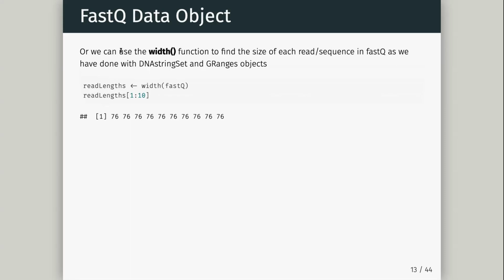We can also use the width function. Similar to how we use the width function on GRanges or DNAStringSets, if we use the width function on our FastQ object, it will give us back the number of bases in every single read. So right now, everything's 76. When you get sequencing straight from your genomic center, you will expect them all to be the same length. Sometimes you will pick up sequences from other people, and you might find that they've done trimming or filtering of the data, and your reads are no longer all the same.